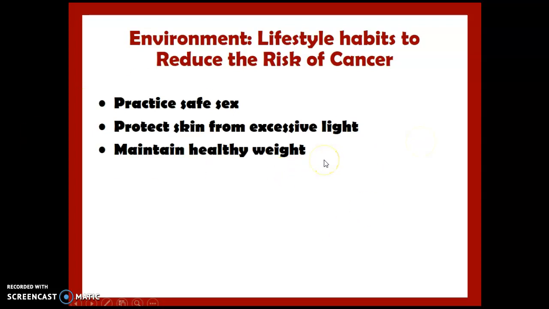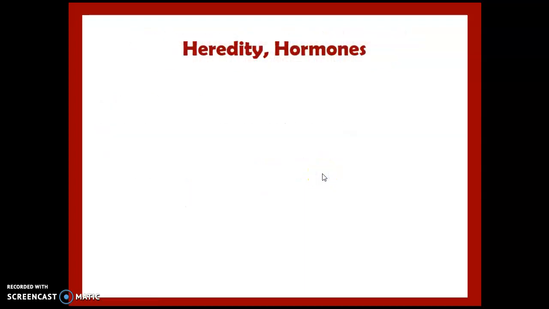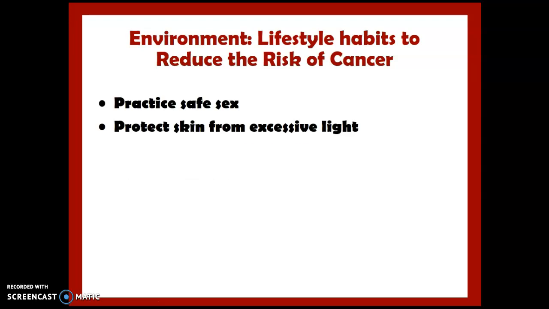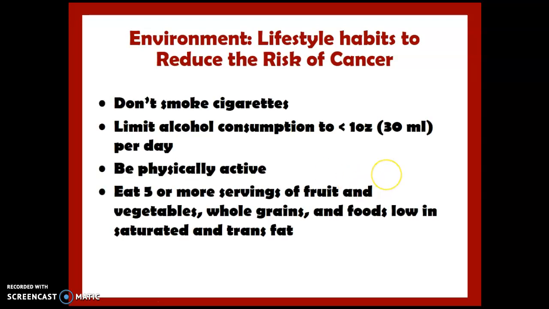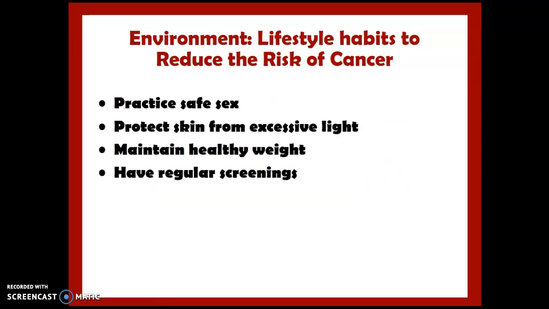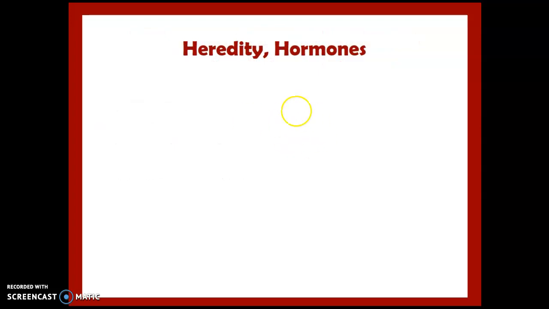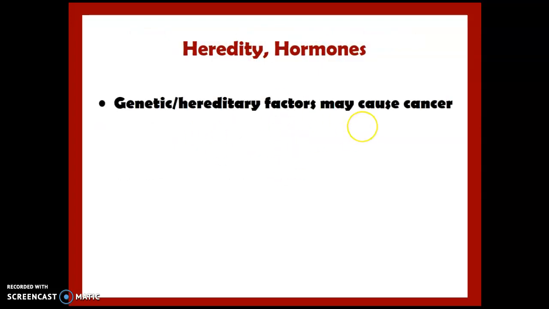We want to maintain a healthy weight because we know that obesity also leads to cancer, and have regular cancer screenings, especially as you get older. So those are all of our tips on preventing cancer. And these are things you guys know already, but now we've talked a little bit about how those things lead to cancer. Just real briefly on heredity and hormones.